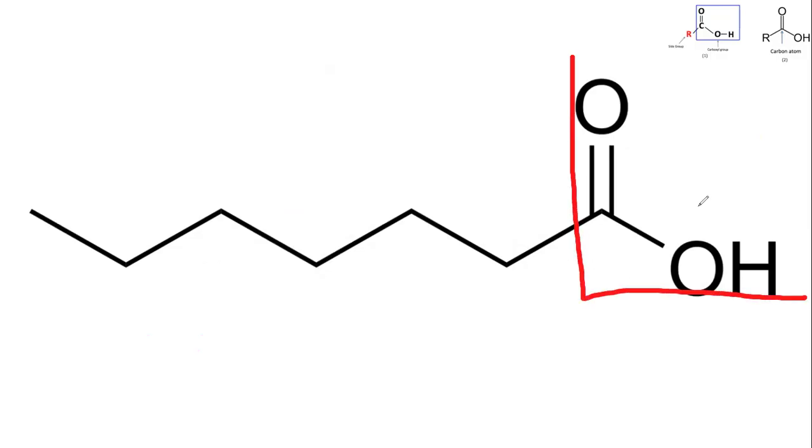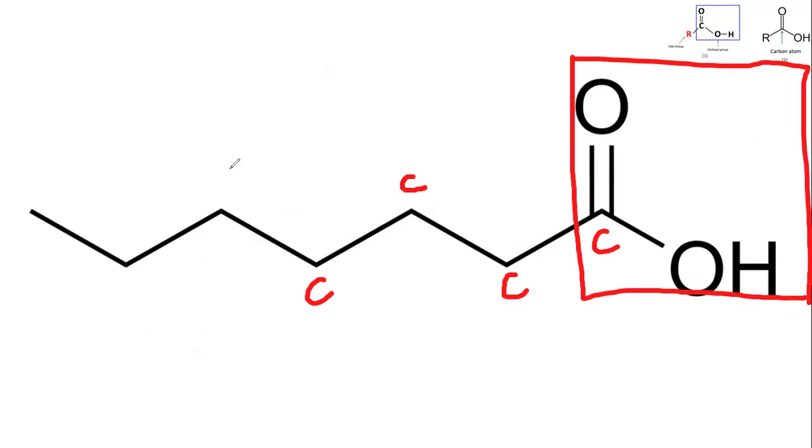By now we know this carboxyl group. We know this by heart, right? So we have COOH. We have the C here. That's 1, this is 2, this is 3, this is 4, this is 5, this is 6, and this is 7. So how many carbons do we have? We have 7 carbons.